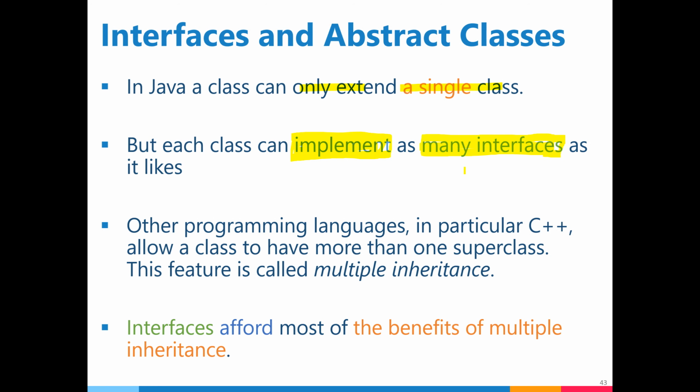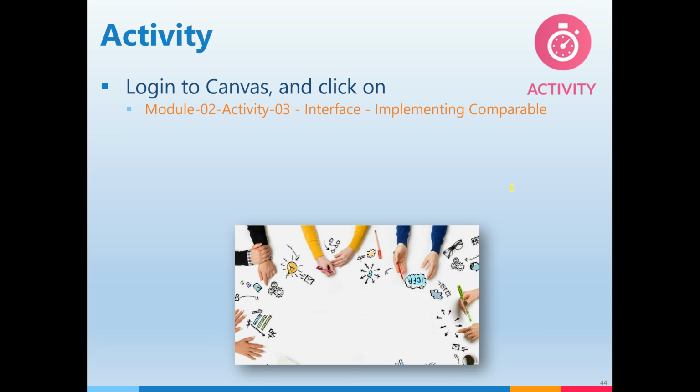This is a little bit confusing at the very beginning when we hear API, application programming interface. Actually, they are all functions. In C++, we have multiple inheritance, but in Java, we don't. Interfaces afford most of the benefits of multiple inheritance, so Java is not any shorter than C++.